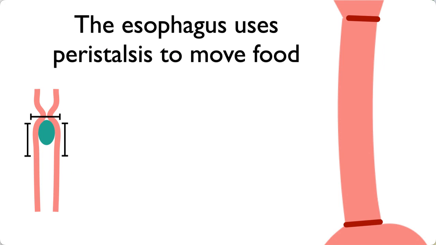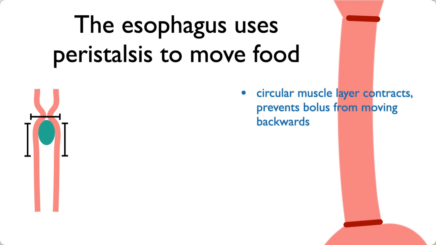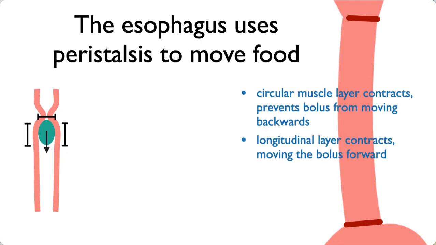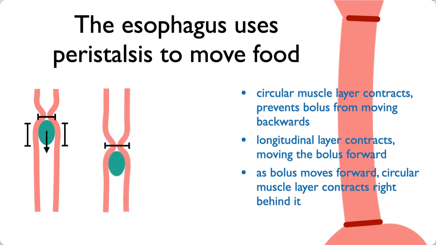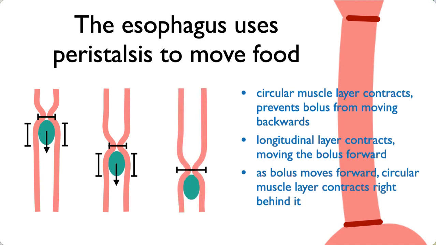Now, the esophagus uses peristalsis to move the food along the tube, and really the entire rest of the digestive tract uses peristalsis as well, and it looks more or less the same. So, in peristalsis, the circular muscle layer contracts, which prevents the bolus from moving backwards. And then the longitudinal layer contracts, which moves the bolus forward. It's kind of like scrunching up a sock before you put it on your leg. It's really moving the muscle out of the way of the bolus. In any case, this process continues and moves the bolus towards the anus.